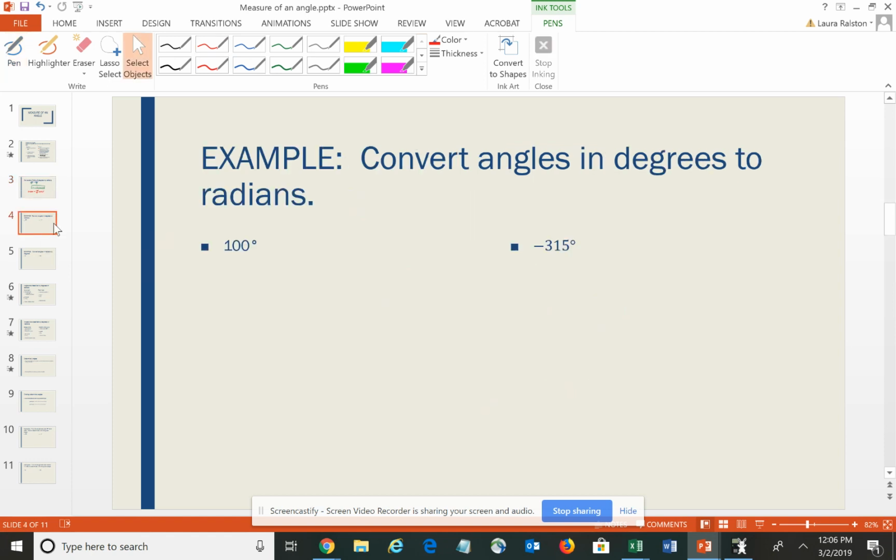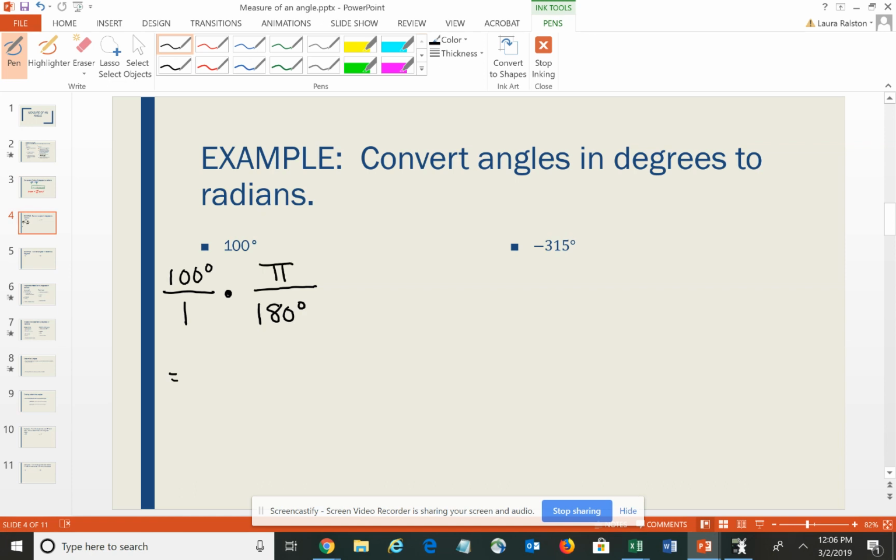So let's look at some examples of how to convert from degrees to radians first. If I have an angle that measures 100 degrees, I'm going to set that up as a ratio. So I have 100 degrees over 1 times the conversion ratio. But I have to think about which number goes where. I'm trying to eliminate the degrees, so I'm going to put degrees in the denominator. So I have pi over 180 degrees.